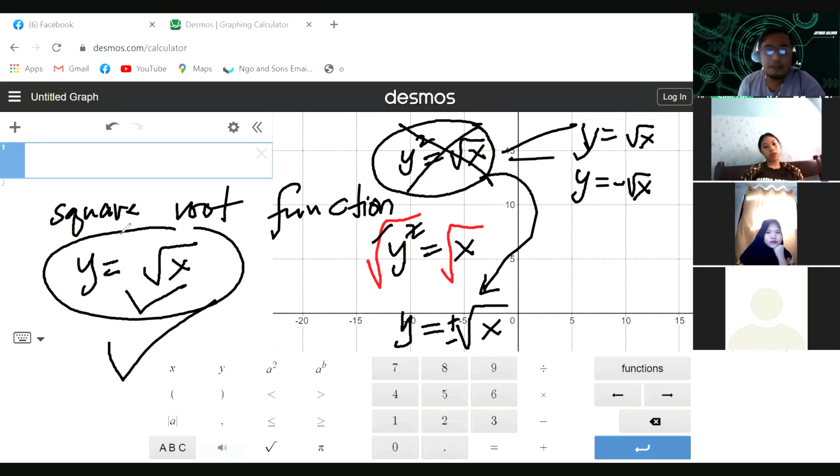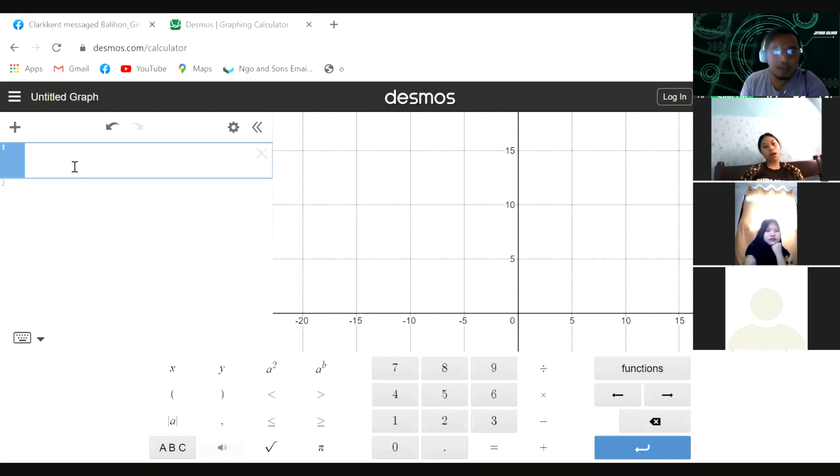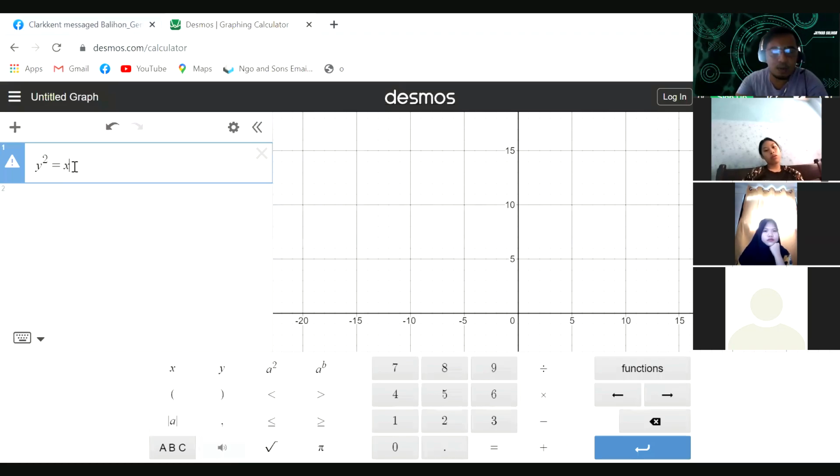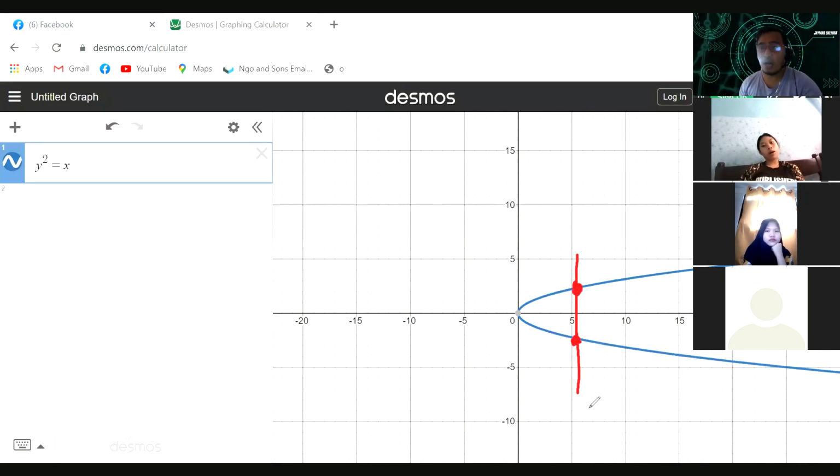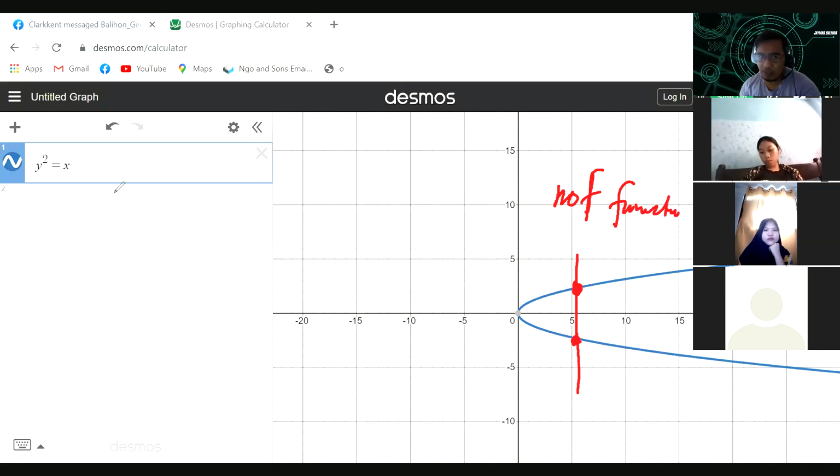I will prove it to you by using Desmos. Let us graph it using Desmos. Here, y squared equals x. Its graph, class, is a parabola opening to the right. If you draw a vertical line here, how many times does it cross your graph? Twice. So this is not a function, right? Not a function. Is it clear? Are you convinced now that this is not a function?